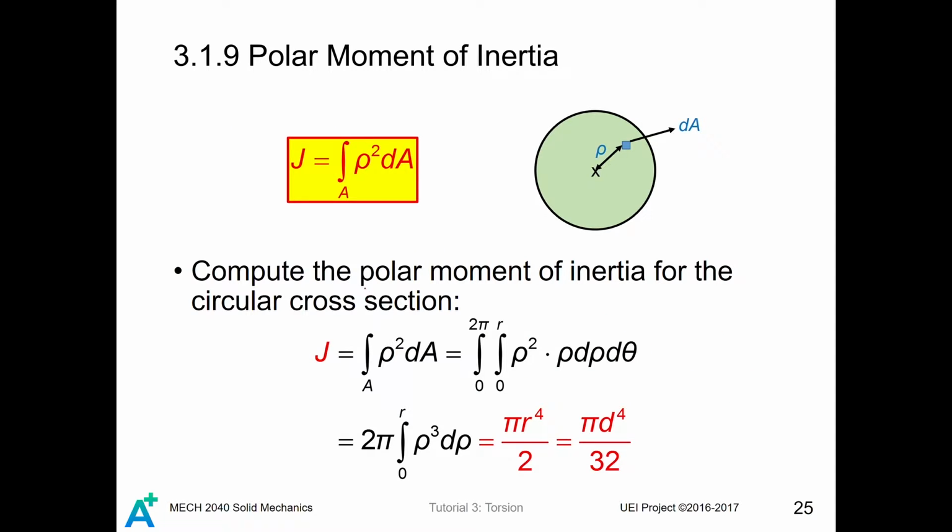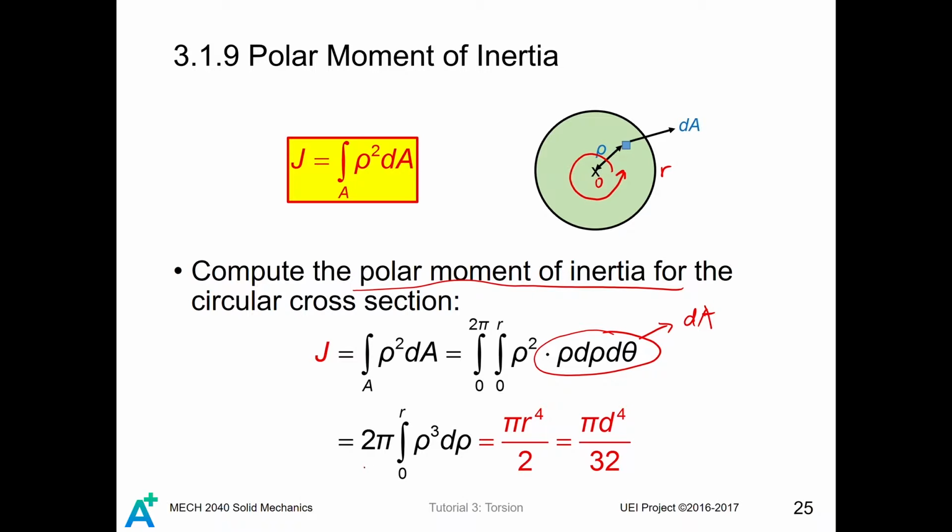Then we can compute the polar moment of inertia of a circular cross-section. J equals the integral of rho squared dA, which equals rho squared times rho d rho d theta. So this one is just simply dA. And we also consider the lower and upper limits of rho and theta. For rho, the range is from 0 to r, while for theta, it is from 0 to 2 pi.